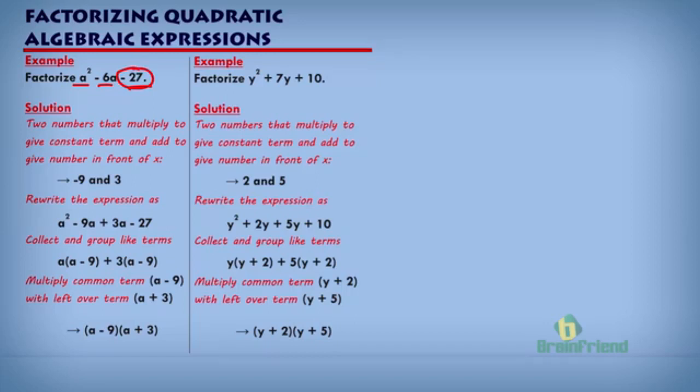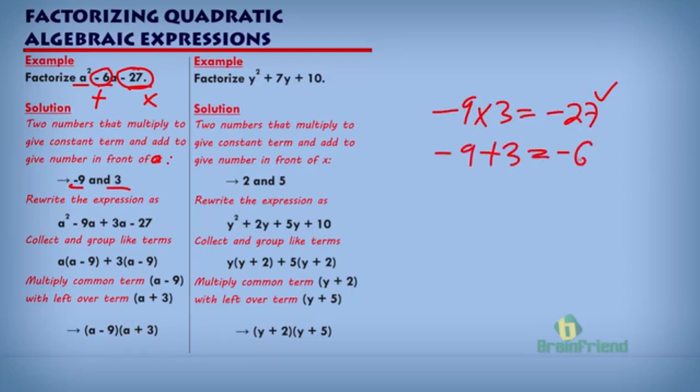That is the number in front of our letter a, which is minus 6. So we need two numbers that, when multiplied, give us minus 27, and when added, give us minus 6. What numbers are these? They are minus 9 and 3. Minus 9 times 3 is what? Minus 27. That's correct. Also, minus 9 plus 3 is what? Minus 6. Also correct. So it satisfies our situation.